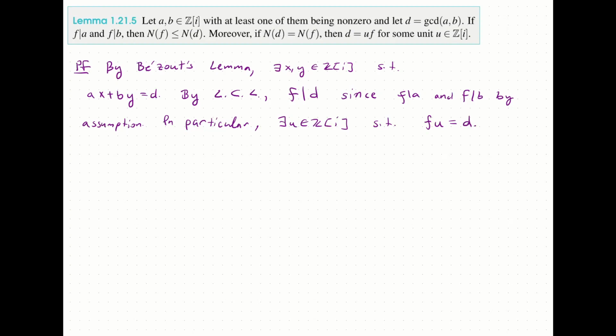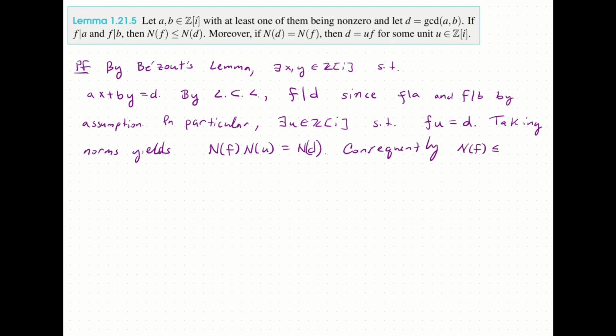Now we take norms. This will yield that the norm of f times the norm of u is equal to the norm of d. But now these are natural numbers. So consequently, the norm of f is always going to be less than or equal to the norm of d. And so moreover, if the norm of f is equal to the norm of d, then the norm of u is equal to 1, which implies that u is a unit.